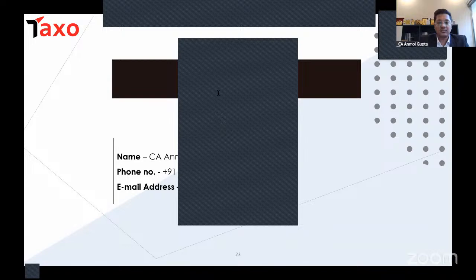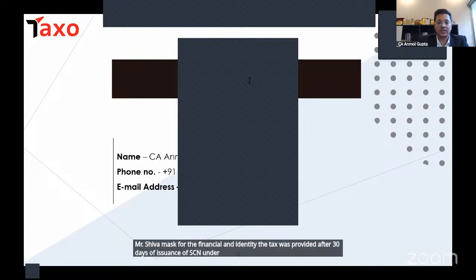Mr. Shivam asked: for the financial year 19-20, the tax was paid within 30 days of issuance of SCN under Section 73, but penalty was not paid. My question is, first, whether penalty is leviable or not, and second, is it covered? With respect to the second question, definitely it is covered under Section 128A.